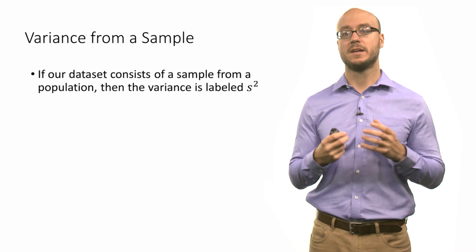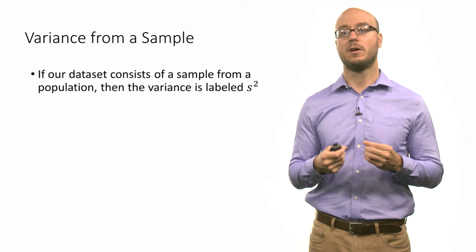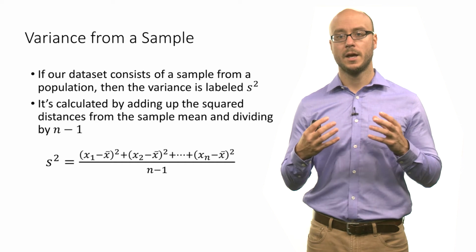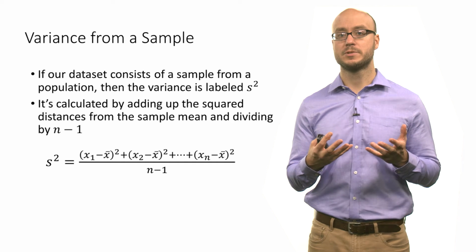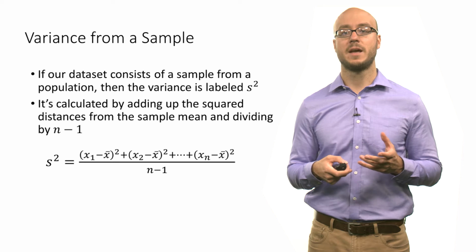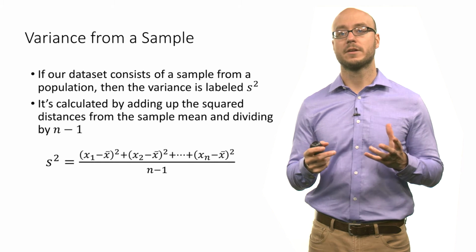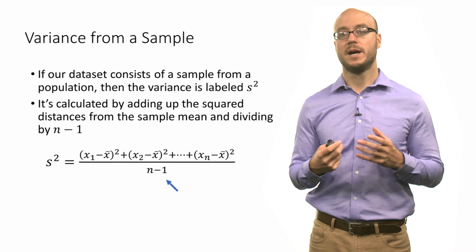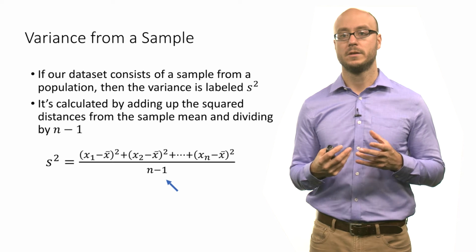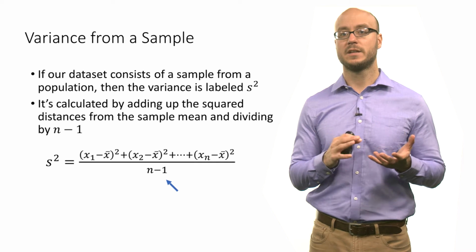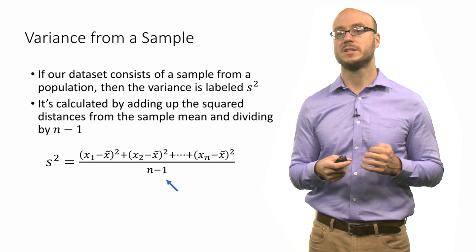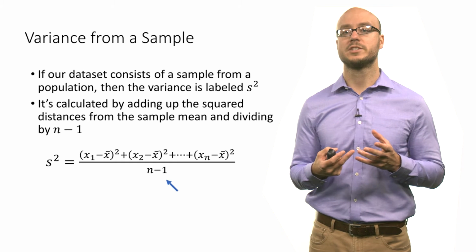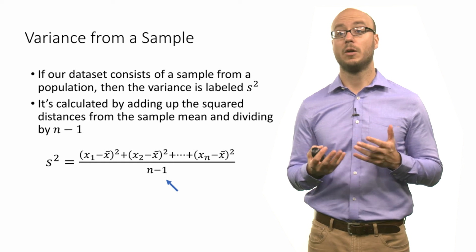So if our data set consists of a sample from a population, the variance we call S squared. We use Latin or Roman letters typically when we talk about a sample. It's calculated in a similar fashion conceptually. So we take the squared distances from the sample mean and we add up all of those together. But instead of dividing by the total sample size n, lowercase n, we divide by lowercase n minus 1. So the variance of a sample looks like the same formula as for a population, but instead of dividing by the total sample size, we divide by n minus 1, the total number of observations in our set of data, subtracting out 1.